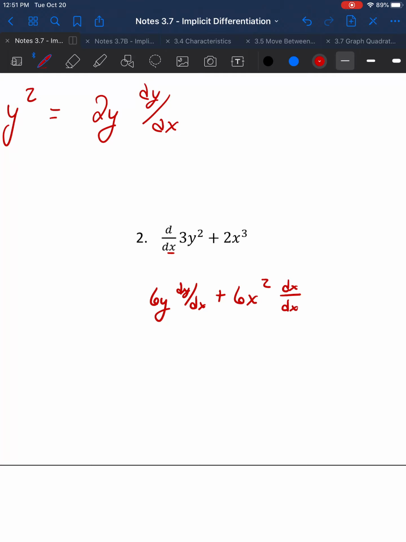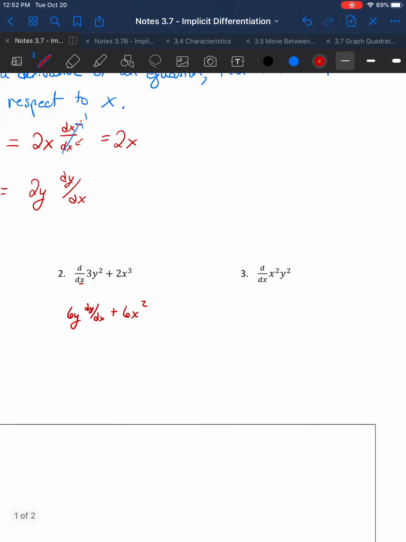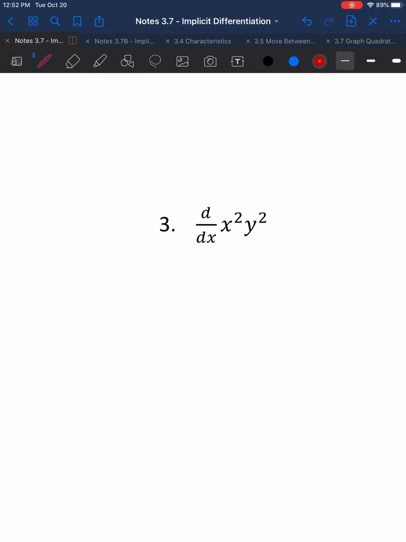Okay, 3y squared plus 2x cubed. I'm being asked to take the derivative with respect to x. So this would be 9y squared dy/dx plus 6x squared. Technically, I would have dx/dx, but what's going to happen to it? It's going to cancel itself out.